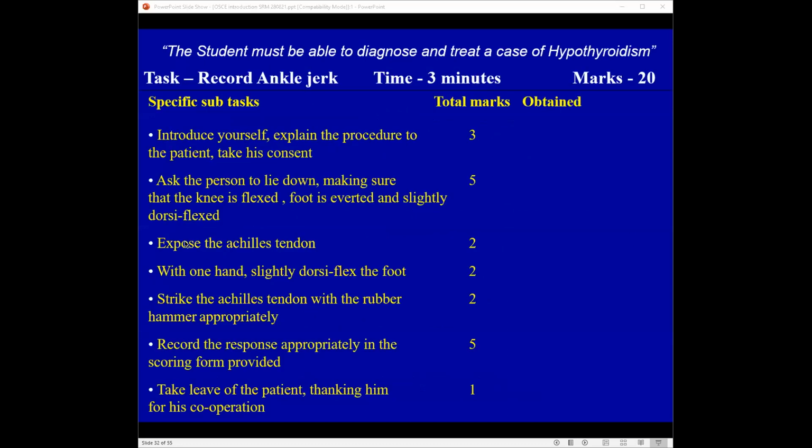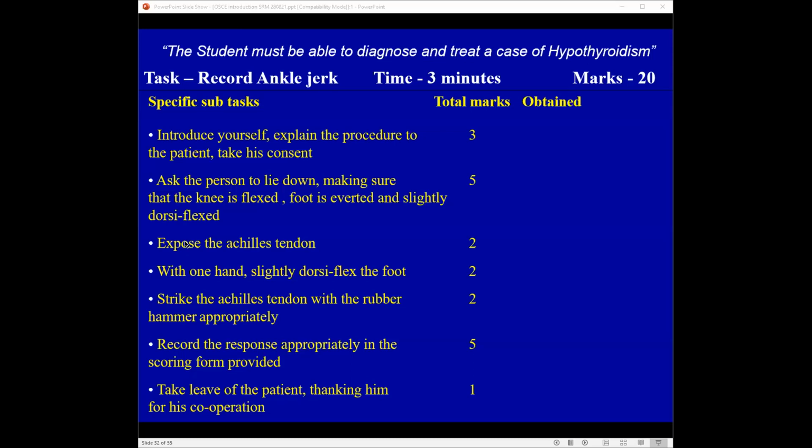The broad task is written on top there, which is recording the ankle jerk response. We believe that we are going to give him or her 3 minutes time to do that task. It contains a total of 20 marks, and those 20 marks have been divided like this. For the introduction and explanation, it's 3 marks. For the positioning, it's 5. Exposing the tendon is 2. Dorsiflexing the foot is 2, etc. Right? So this is an example of a checklist that we make for each of the tasks that we are going to assess in the practical exam.